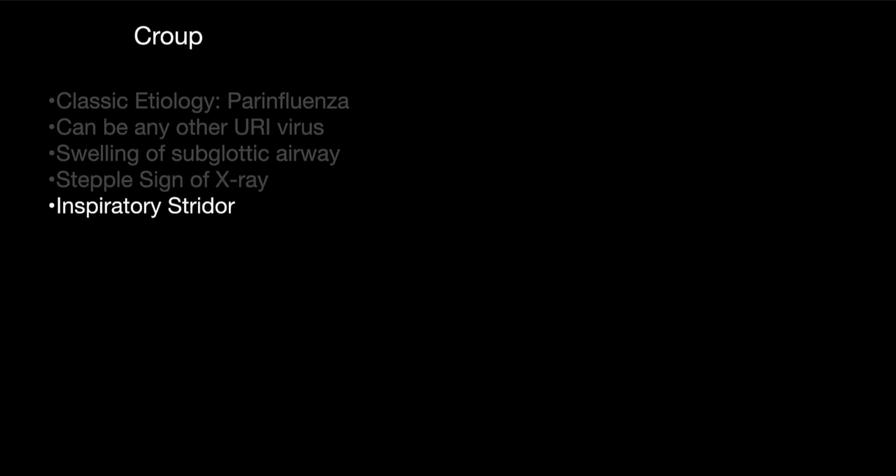Let's talk about why. So croup. It's classically caused by parainfluenza, but it can be caused by lots of other viruses. The problem is swelling right below the airway. Right below the glottis, the subglottic airway. You have the steeple sign on X-ray, and you hear inspiratory stridor.